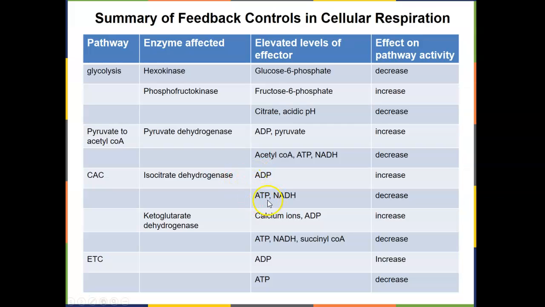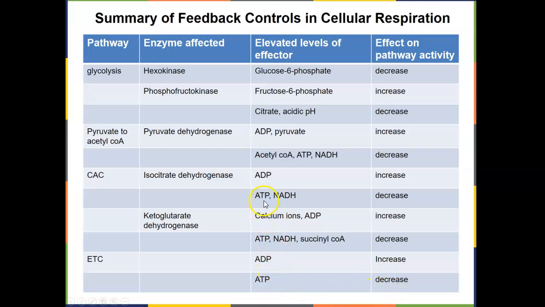So a whole lot of ATP inhibits isocitrate dehydrogenase, stops the citric acid cycle. A heck of a lot of ADP, adenosine diphosphate, actually stimulates the citric acid cycle, makes it run faster. So same thing with these other pairs. Here's something that decreases glycolysis. Here's something that increases glycolysis. Here's something else that decreases glycolysis. Here's something that increases the oxidation of pyruvate. Here's something that decreases it, and so on, all the way through.